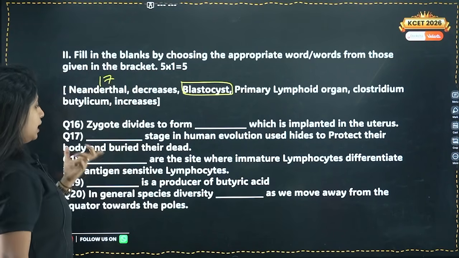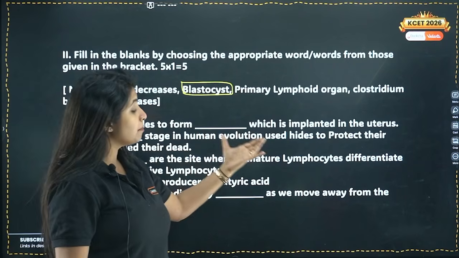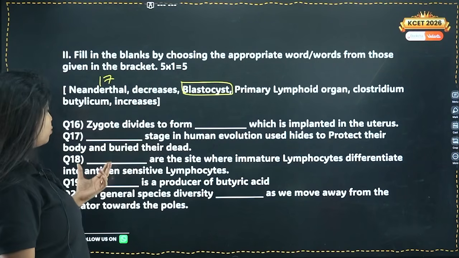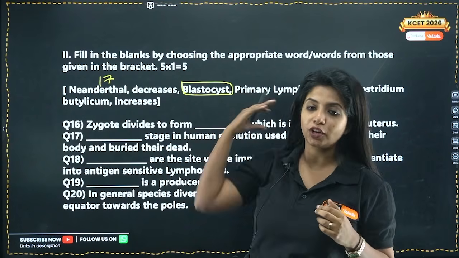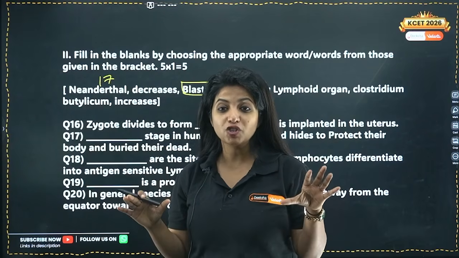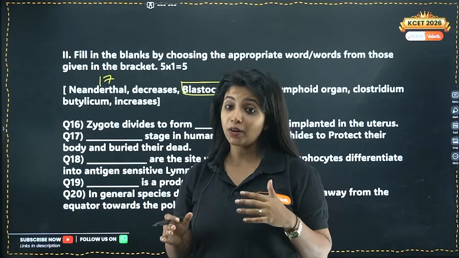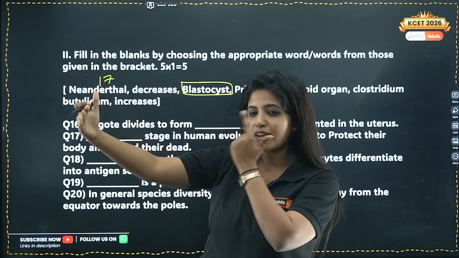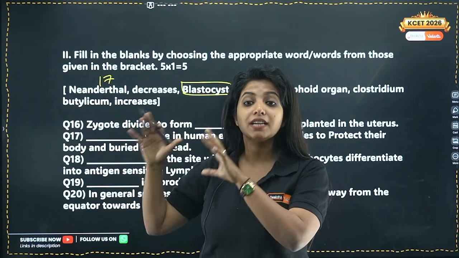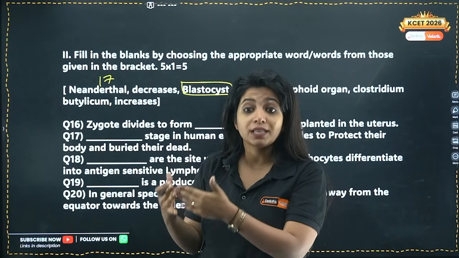17th. 18th question. Dash are the site where immature lymphocytes differentiate into antigen-sensitive lymphocytes. That means immature lymphocytes, as in you're talking about B and T lymphocytes, they're immature, they don't know what to do, but now they know, they become antigen-sensitive. That means they get to understand that this is my enemy, I have to kill it. But it doesn't start killing it, it just becomes sensitive to it.